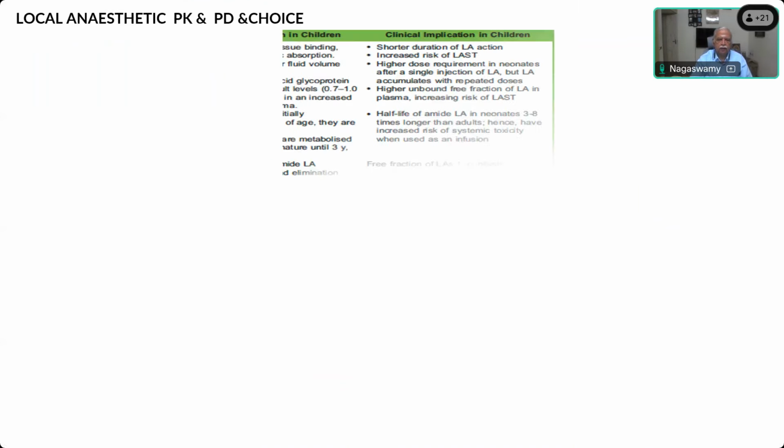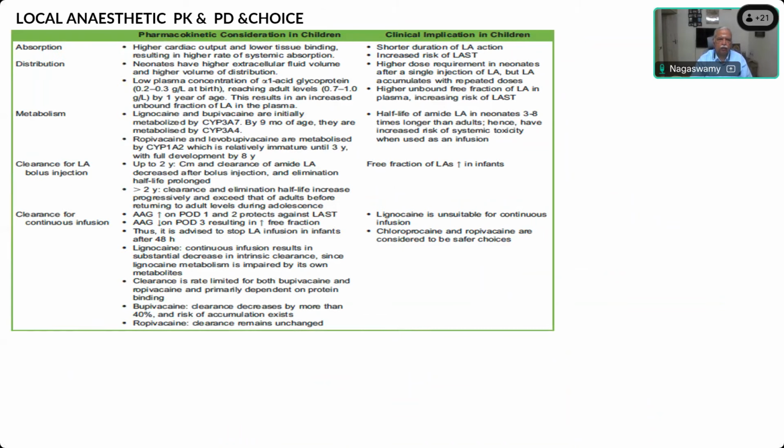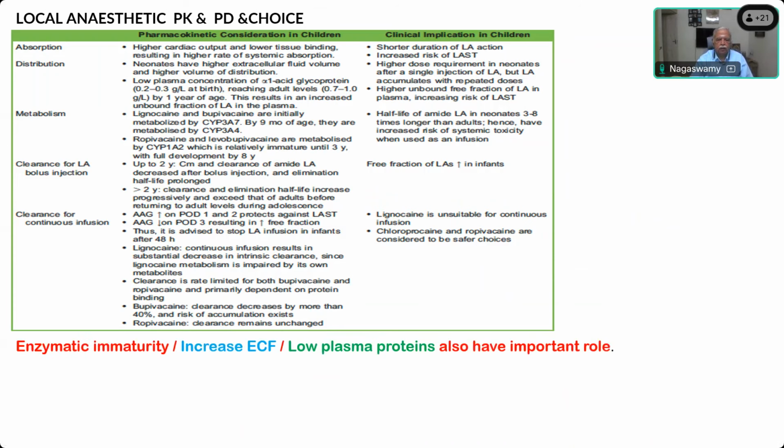Then, as they said, after the anatomy, you go for the pharmacology of the local anesthetics, how they differ in action in the pediatric patient compared to the neonate and older children. So absorption, distribution, metabolism, excretion and clearance after a continuous infusion are all pretty different from older children. And apart from this, the enzymatic immaturity.